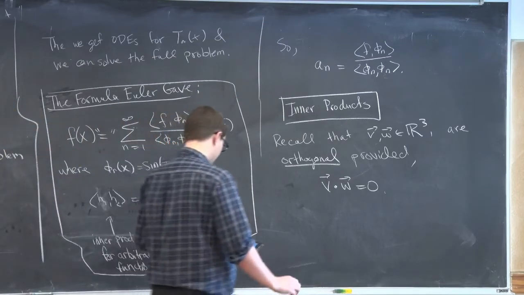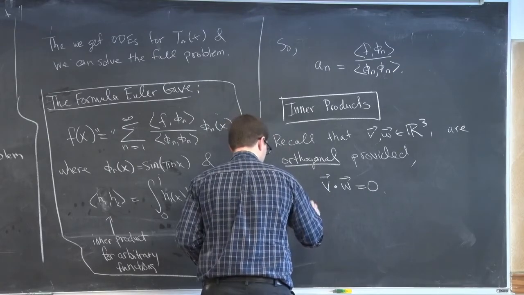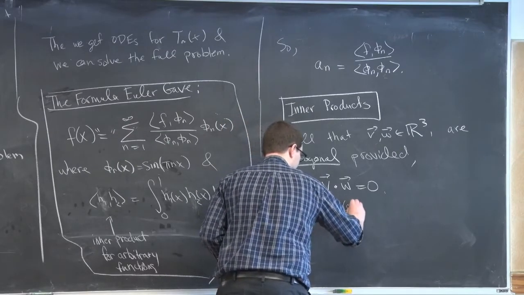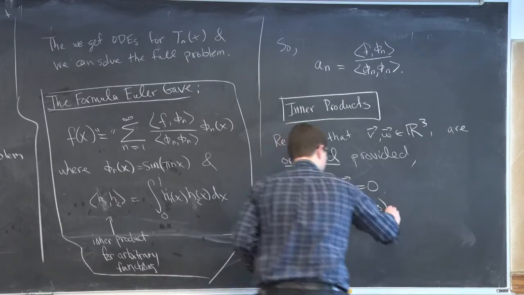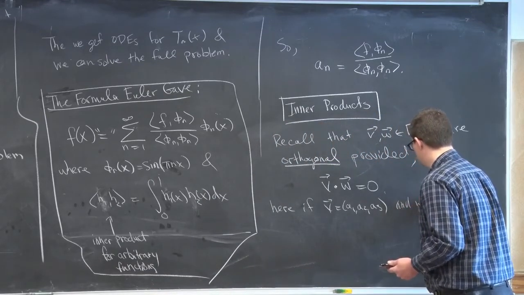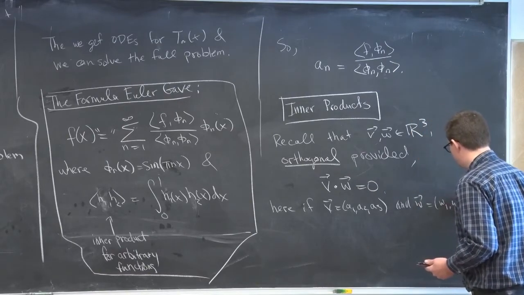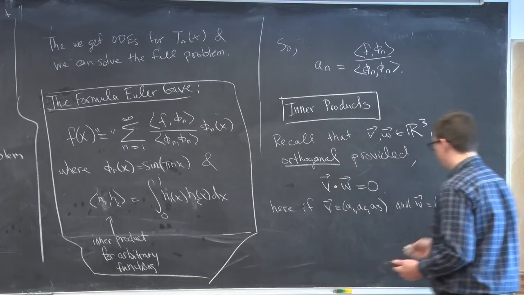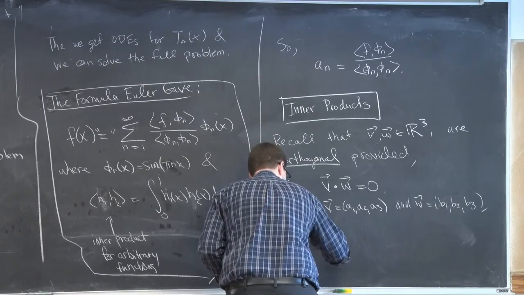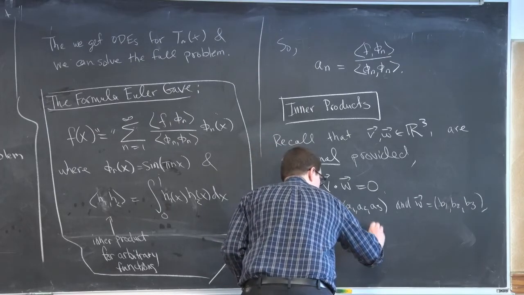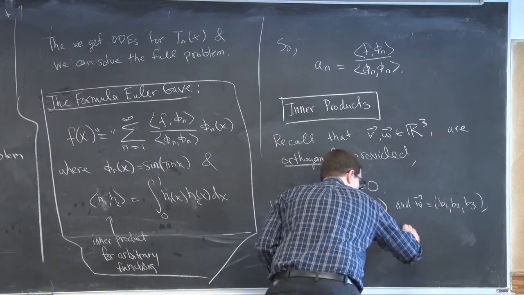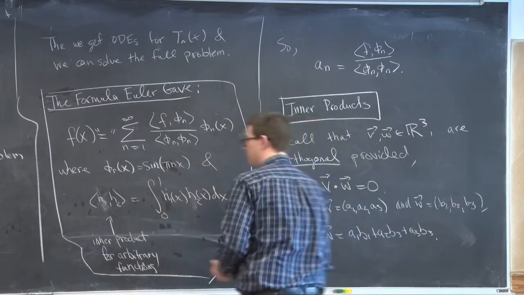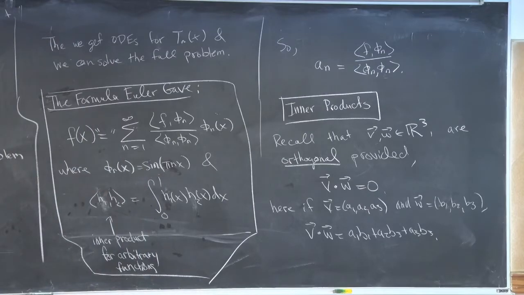So here, if V is equal to A1, A2, A3, and W is equal to B1, B2, B3, I want to remind you that V dotted with W is A1 B1 plus A2 B2 plus A3 B3. All right? So the reason I'm doing this is I'm giving you an example, and then we're going to generalize what's going on here.